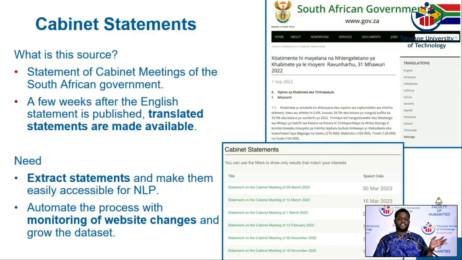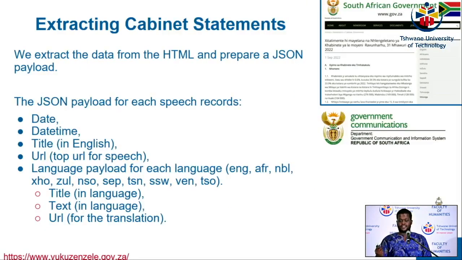What we did at first: the cabinet speeches are translated into all 11 languages. After a cabinet statement is put out, normally a week or two later, they also put out all the translations. These are in HTML on the website. If you have to go every time and copy and paste, it's a problem. But we can just create a CSV file or a JSON file that you can download. It will have the date, the day and time, the title, and then inside there's a language payload, meaning every translation of that speech is available to you. You download it, you have that file on your computer. It has all the speeches up to the date that you downloaded it.